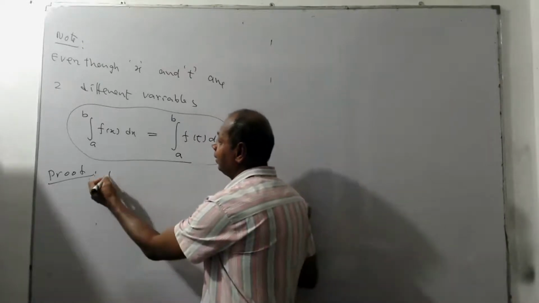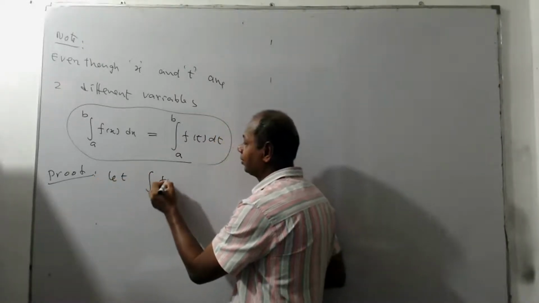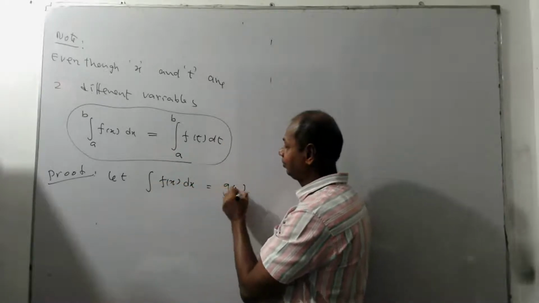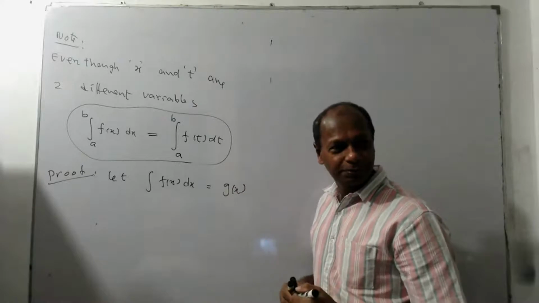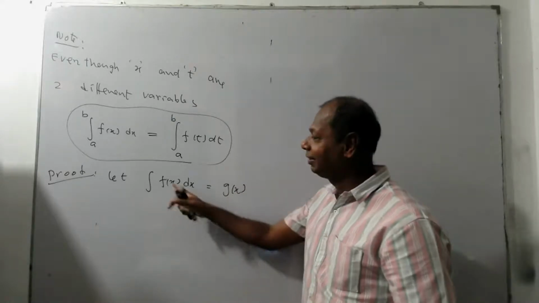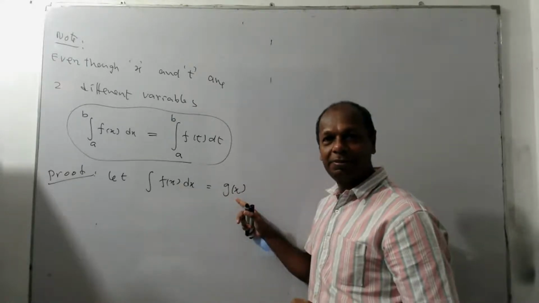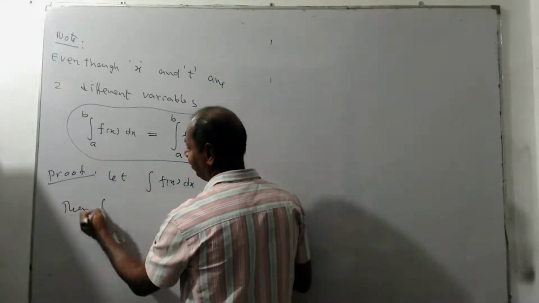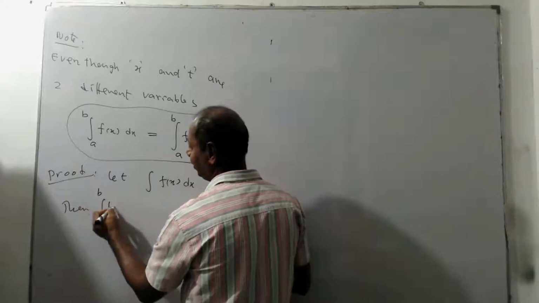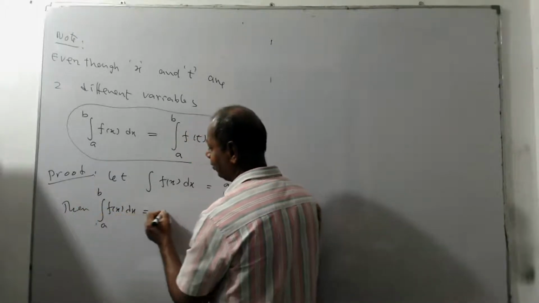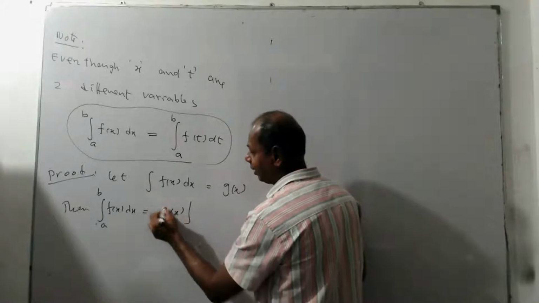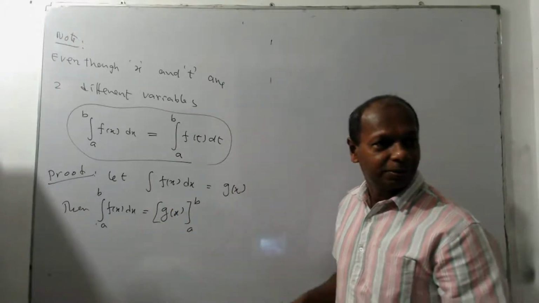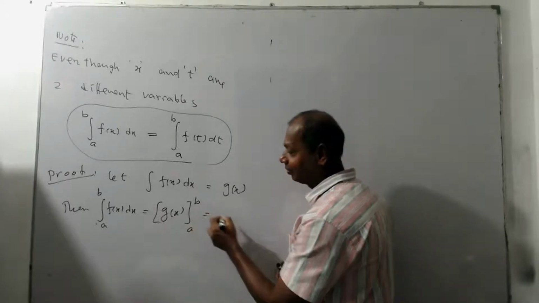Proof: let the indefinite integral of f(x) dx be some g(x). It's a two-line proof. Let the indefinite integral of f(x) be g(x), right? Then the left-hand side, the definite integral from a to b of f(x) dx, will be equal to g(x) as x goes from a to b. And finally, this is equal to what?